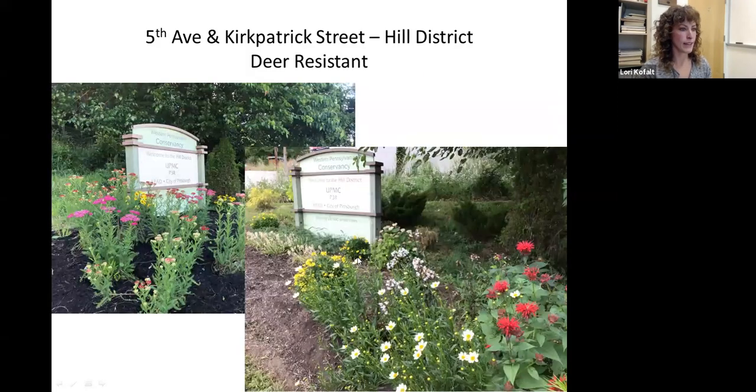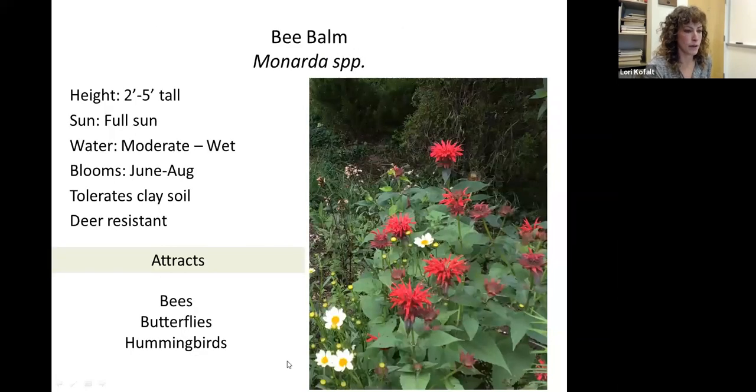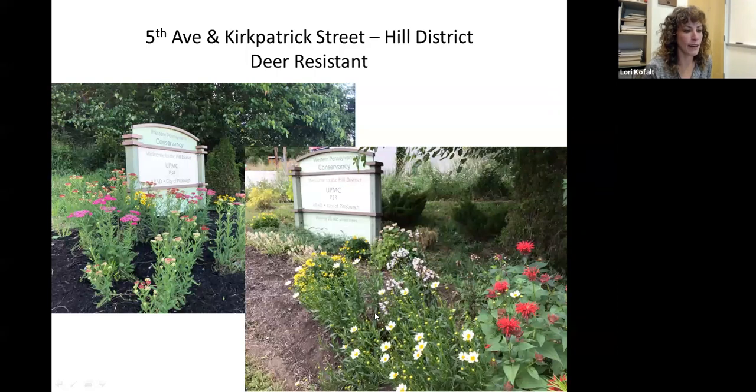Again, bees and butterflies. Then another garden is a small garden at the intersection of 5th Avenue and Kirkpatrick Street in the Hill District. This was a site that had a lot of deer browse. Prior, we had only had an annual bed here. And then we started this idea of retrofitting the garden to include a small pollinator component. It's not a huge space, but it's really made a beautiful difference.